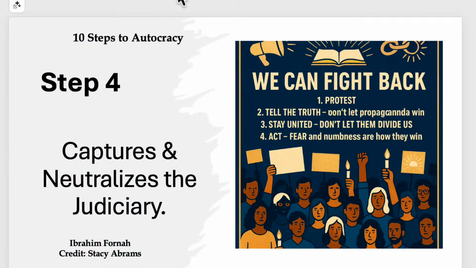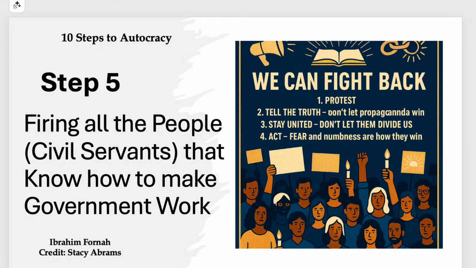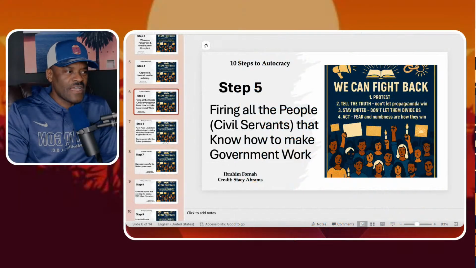And like Stacey Abrams said here, step number 4 captures and neutralizes the judiciary. Let us go on to step number 5, so we can all be on the same page. That's what step number 5 is, right? Firing all the people, civil servants that know how to make government work. That is the step right there that is taken, as you can see.